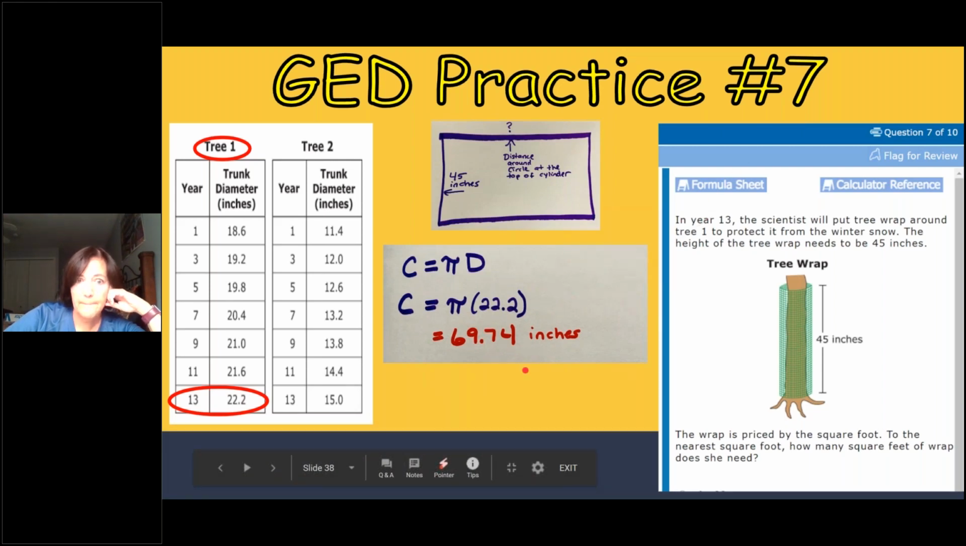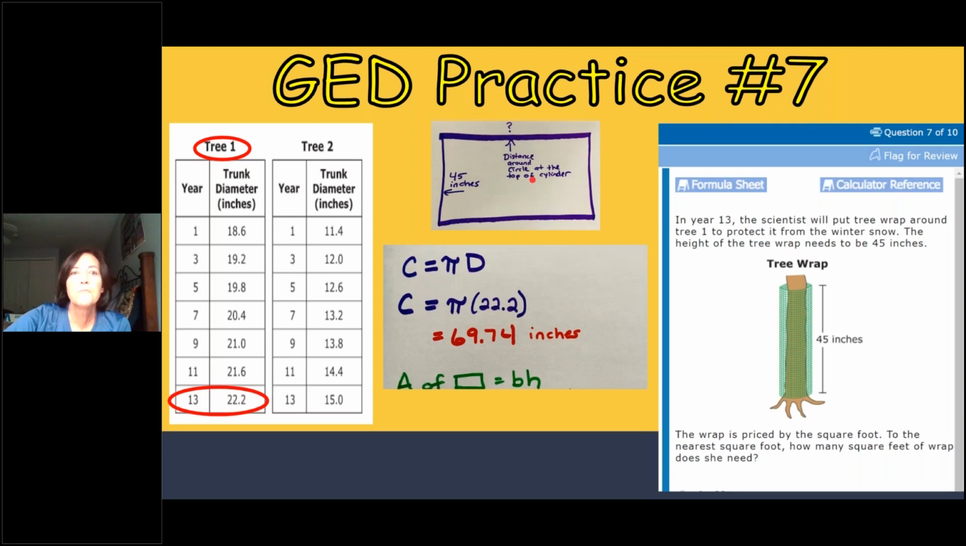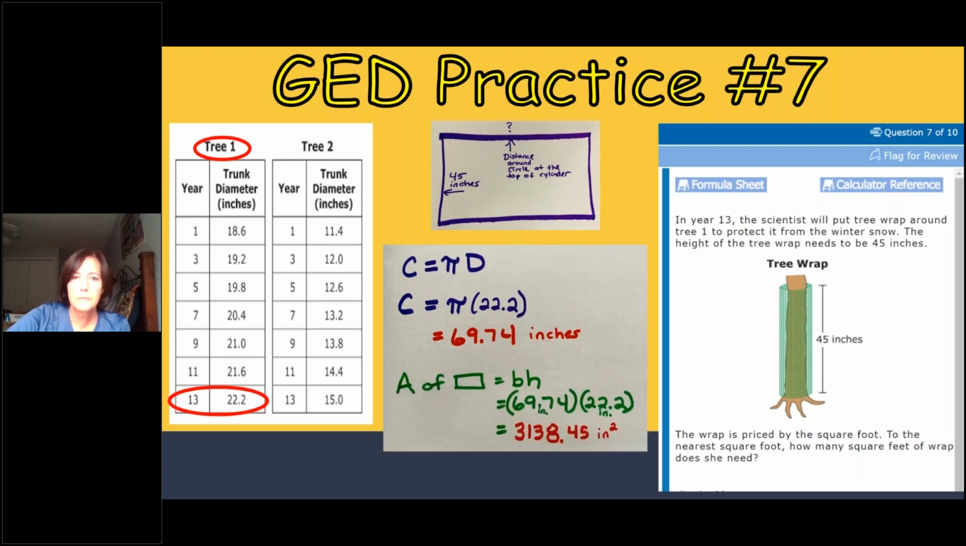So we need to use that. This distance across the top of our rectangle is 69.74 inches. And the area of the whole rectangle, which represents the green wrap that goes around the tree, we're going to have to multiply these two numbers, 45 times 69.74. I'm going to use my calculator. 3,138.45.